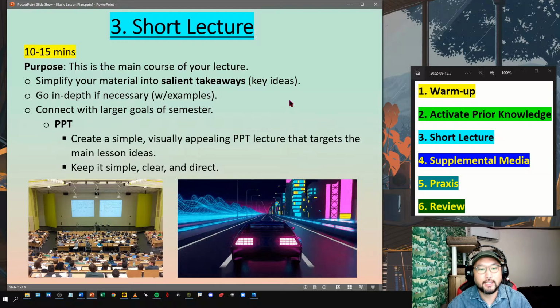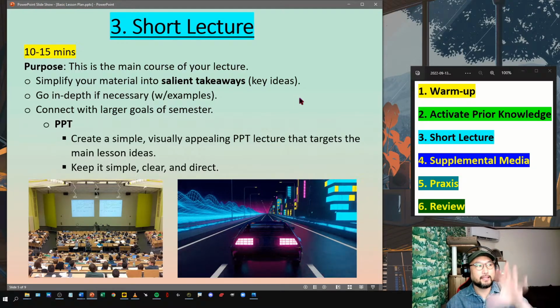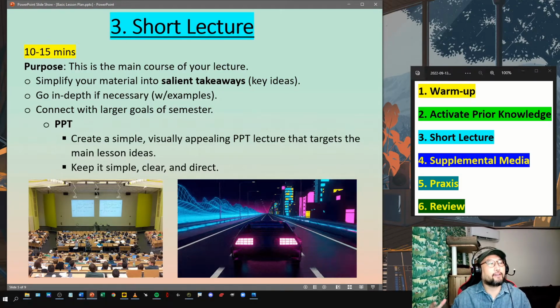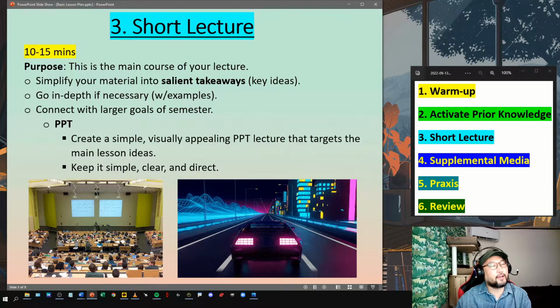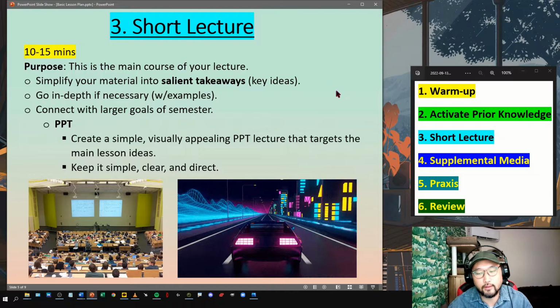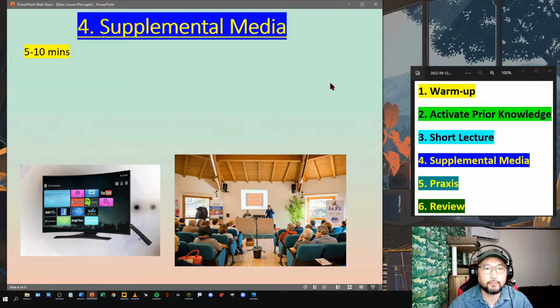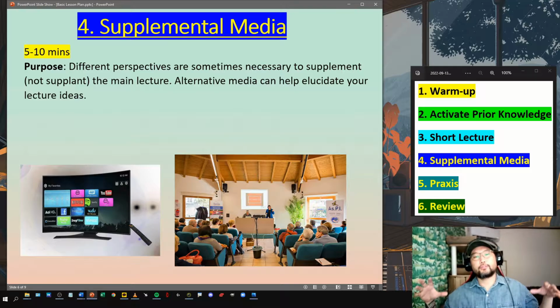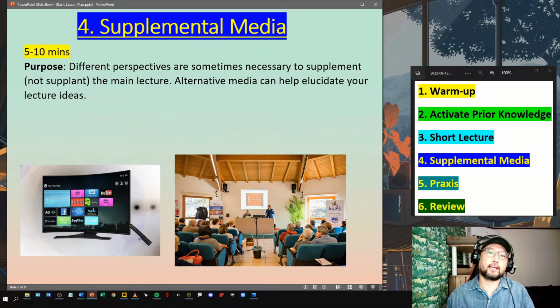So that's your lecture. A lot of times I find that my lecture is maybe not enough, or it may not be impacting everyone. In that situation, what I do is bring in some supplemental media. This could be between 5 to 10 minutes. The purpose of supplemental media is that sometimes it's helpful to bring different perspectives to supplement the main lecture, not to supplant it, but to supplement it.